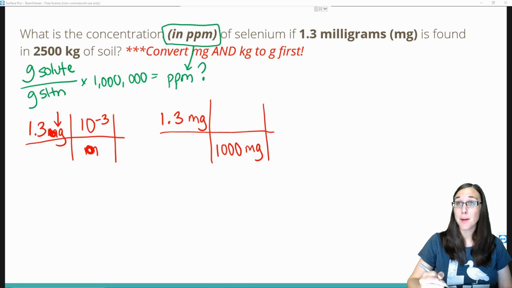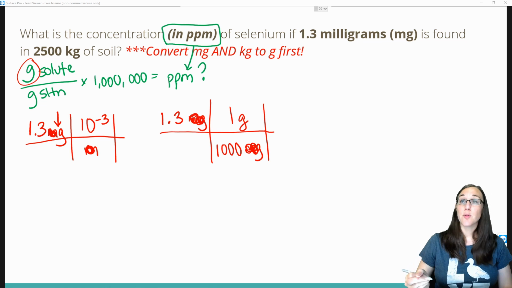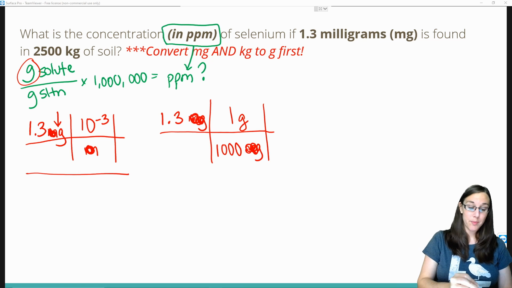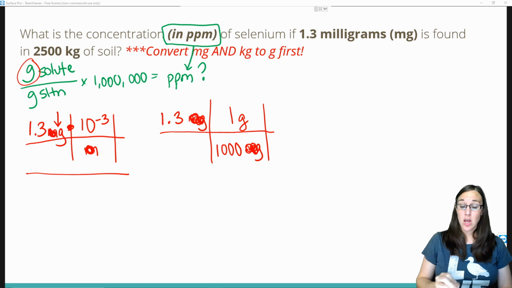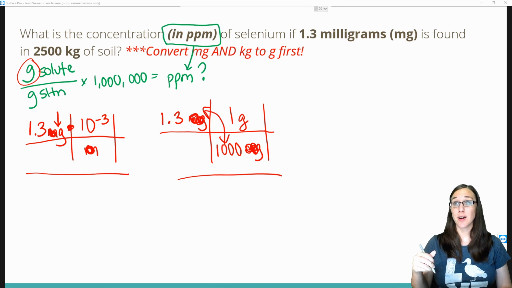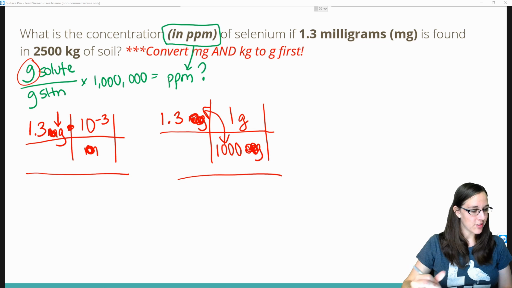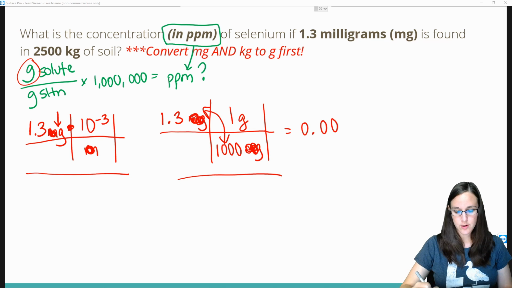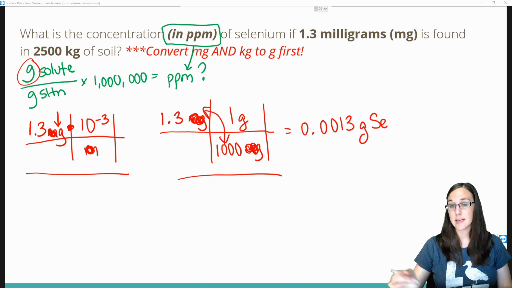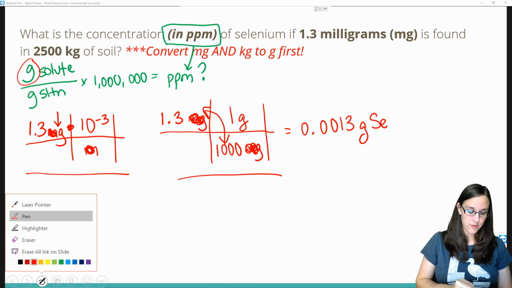Again, the milligrams goes on the bottom because we are trying to get rid of it, and we are trying to be left with grams, like what's in our equation. We know that 1,000 milligrams is equivalent to 1 gram. So on this side, we can either multiply 1.3 by 10 to the negative 3. On this side, we would take 1.3 and divide it by the 1,000, since it's one number over another. Either way, you should be getting an answer of 0.0013 grams of selenium. Now we need to go back and convert our kilograms.